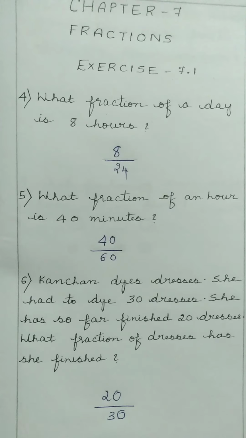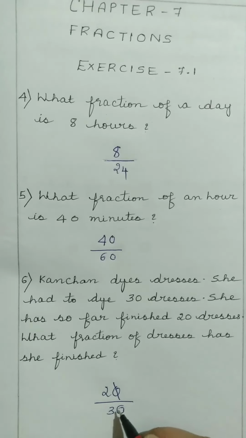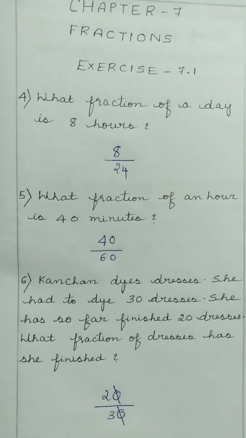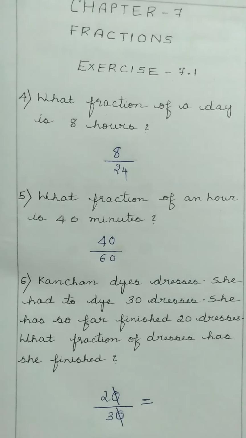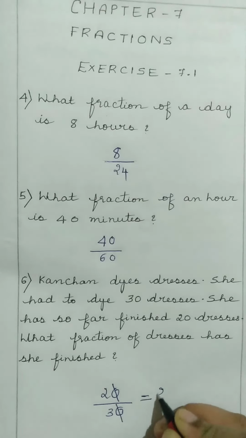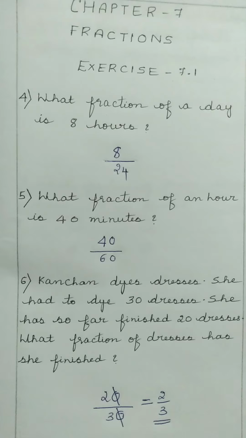In this problem, 20 divided by 30 will be a fraction of dresses she finished. On further simplification, the 0 of the numerator and 0 of the denominator get cancelled. Therefore, the fraction of dresses that Kanchan had finished is equal to 2 by 3, which is the answer.